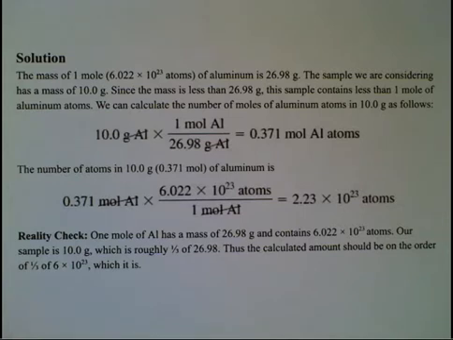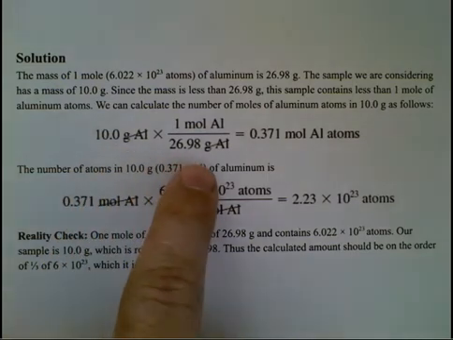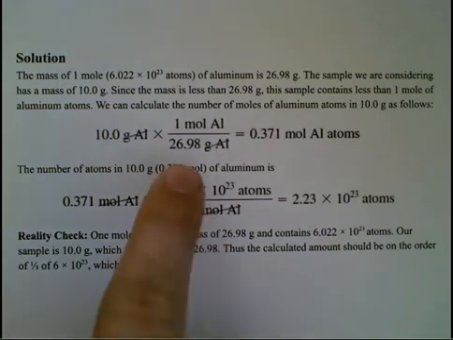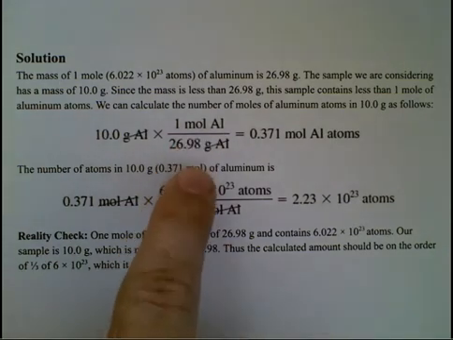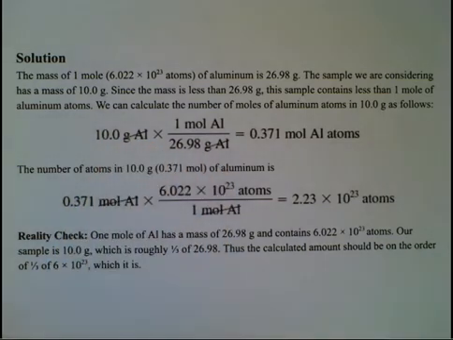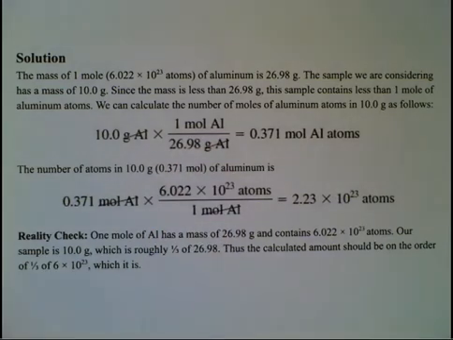Knowing that, we can calculate the number of moles of aluminum atoms in 10.0 grams. We start with the 10.0 grams of aluminum. We then use the molar mass of aluminum given to us by the periodic table. And again, I'm going to choose to put moles on top and the grams on the denominator so that the grams of aluminum will cross cancel, getting rid of that unit, leaving me only with the unit that I want, moles of aluminum. Carrying out the simple multiplication and division, I generate a value of 0.371 moles of aluminum atoms.